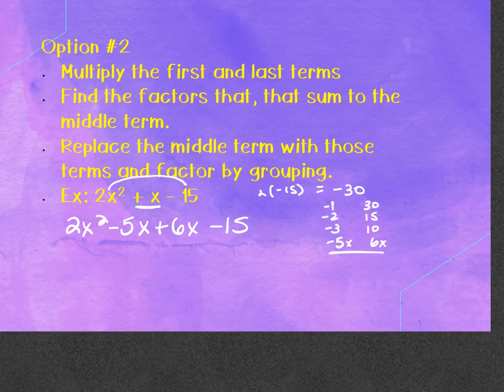Now I've got 4 terms, and I'm going to factor it by grouping. So I'm going to group together the first 2 and the second 2. From the first set of parentheses, I'm going to take out an x: 2x minus 5. Second set of parentheses, I'm going to take out a positive 3: 2x minus 5. What's inside the parentheses is the same. And then I group together what's left. And it's the same answer I got the last time.